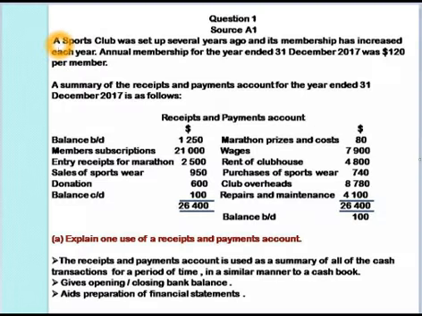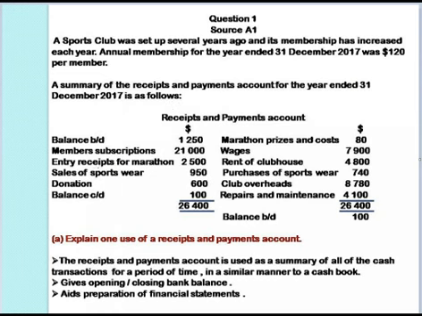The question gives us the information about a sports club which was set up several years ago and its membership has increased each year. Annual membership for the year ended 31st December 2017 was $120 per member. A summary of receipt and payment account for the year ended 31st December 2017 is given here.